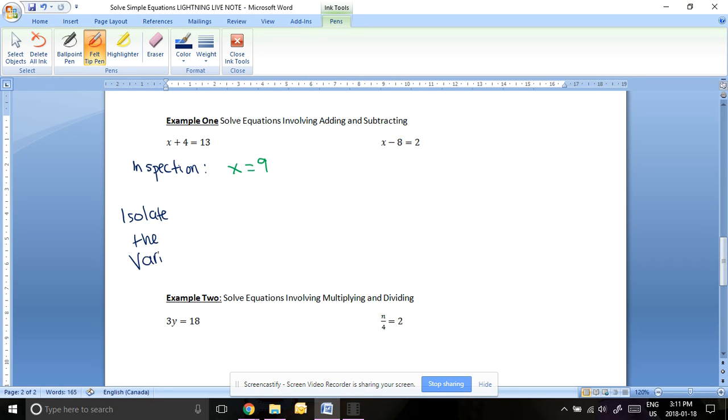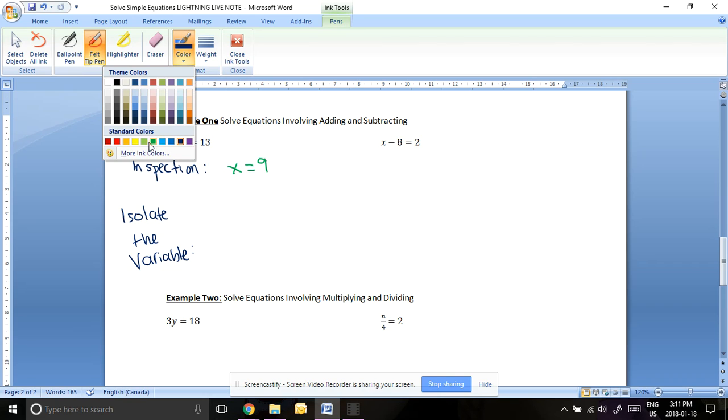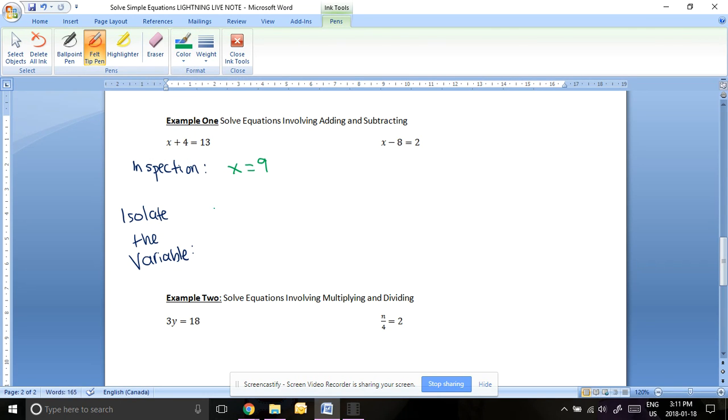So when you isolate the variable, that means you get the unknown variable all by itself. So in this case, it's x. So I'll rewrite the equation. Sorry, there you go. x plus 4 equals 13. So we want to get x all by itself.